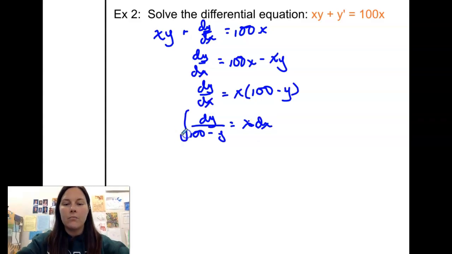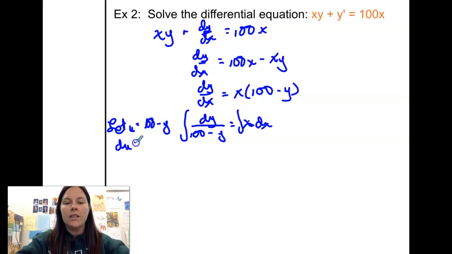All right, integrating both sides. Some of you might be able to kind of number sense this. Some of you might want u substitution on the side with y, so I'm going to write that off to the left this time. Let u equal 100 minus y. And then we get du equals negative dy. We don't have a negative, so we just multiply that on both sides. So replacing my denominator with u, pulling that negative out front.